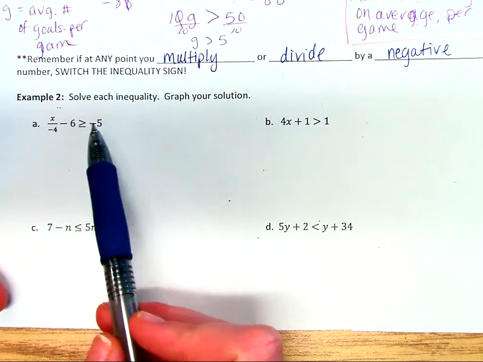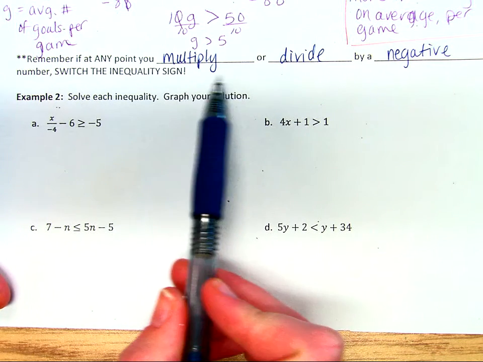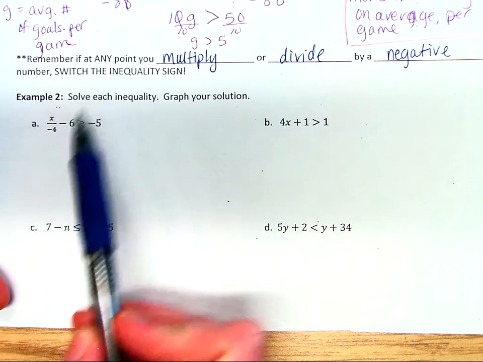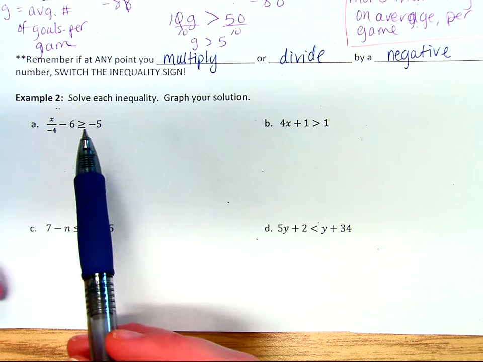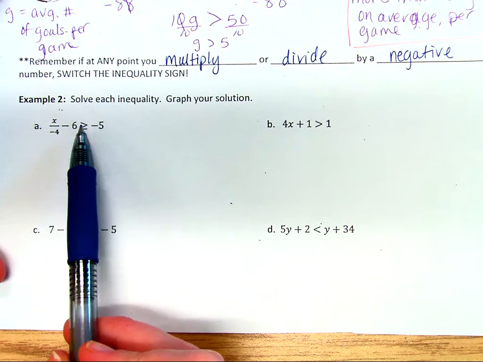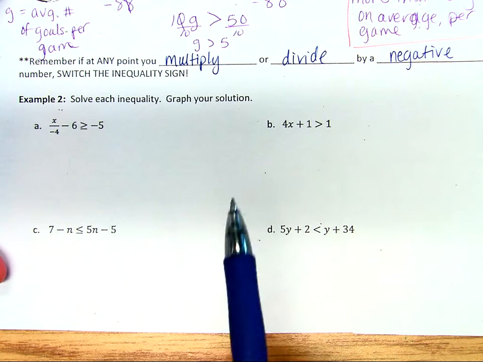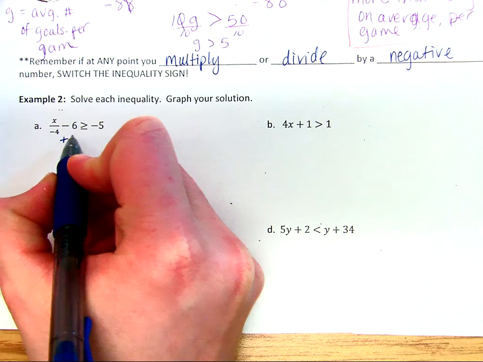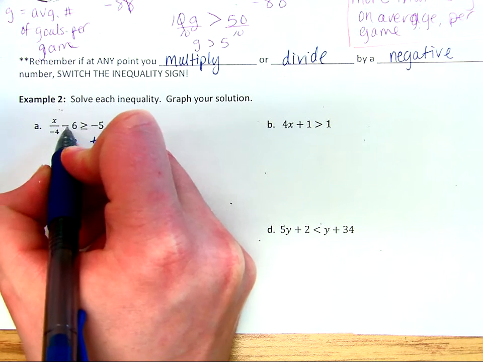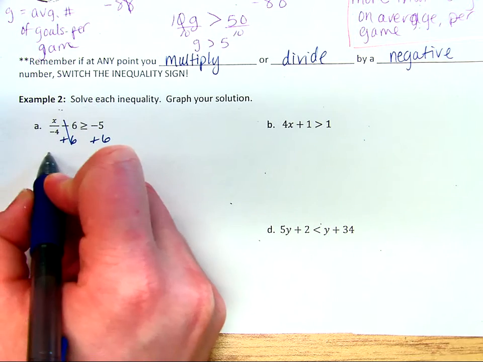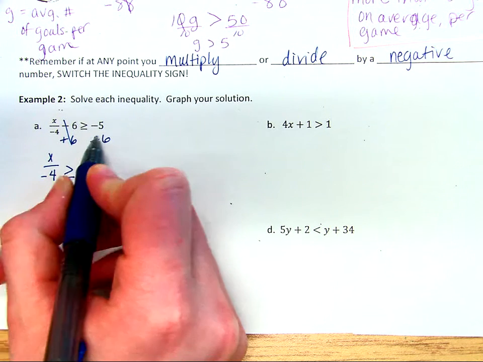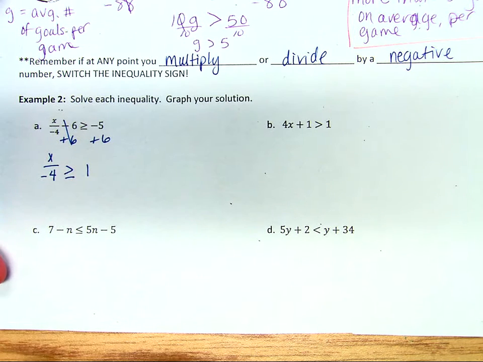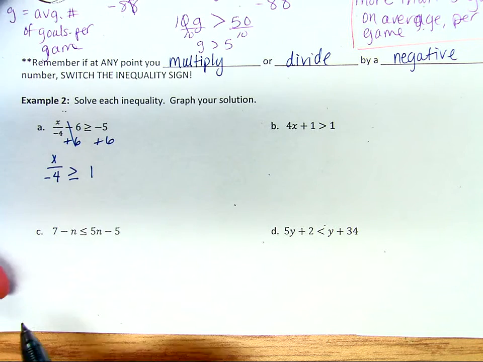Example 2 says, solve each inequality, graph your solution. So we're going to have to remember to graph our solutions on a number line. Right now I have x over negative 4 minus 6 is greater than or equal to negative 5. So you kind of just pretend like it's an equation. If this were an equal sign, a two-step equation, I would add 6 to both sides first, because minus 6 plus 6 equals 0. So I'm just left with x over negative 4 is greater than or equal to negative 5 plus 6 is 1. Now notice I didn't flip the sign because I added and subtracted. Adding and subtracting, you never flip the sign.